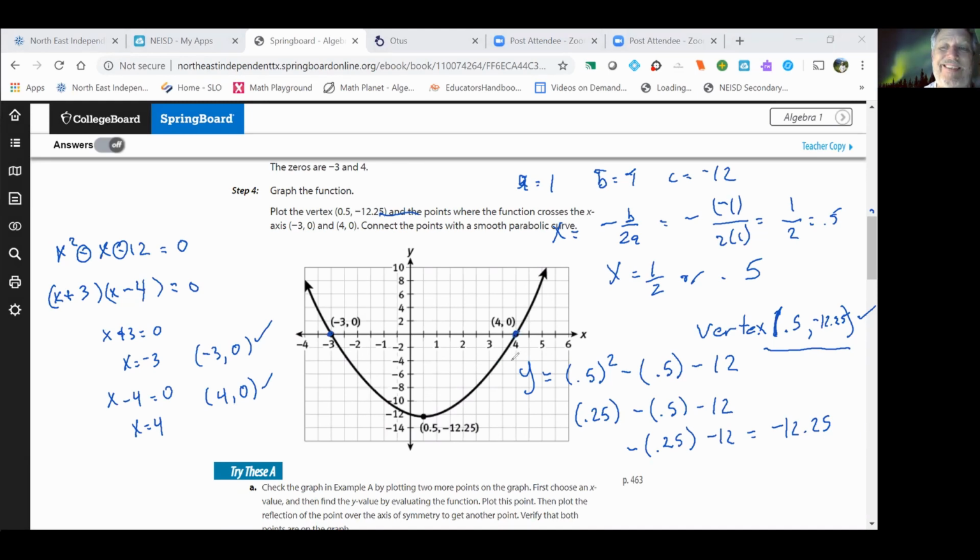Now, even if I didn't have the vertex, I could figure out where the axis of symmetry is, but that wouldn't help me with figuring out what the minimum or the maximum is. So I'm going to go ahead then and plot this point. That's going to be 1/2, and each one of these is worth a half, and then down to negative 12, and that's going to be that point right there.